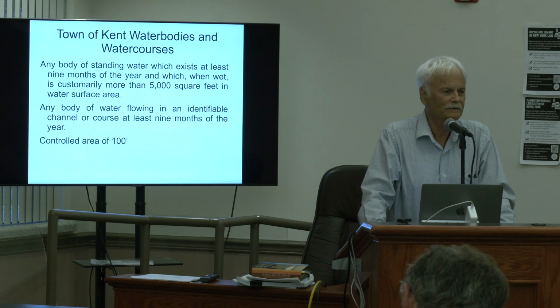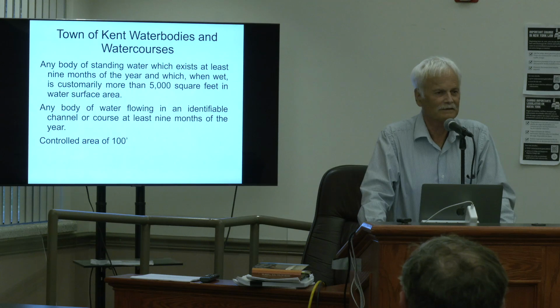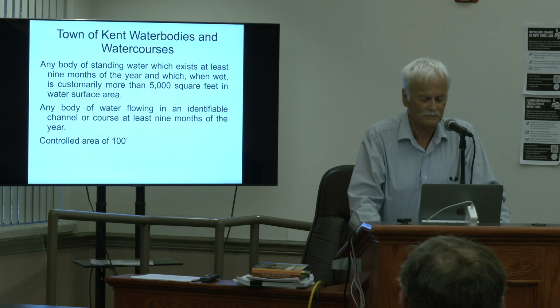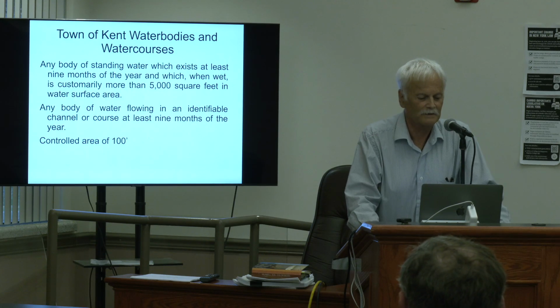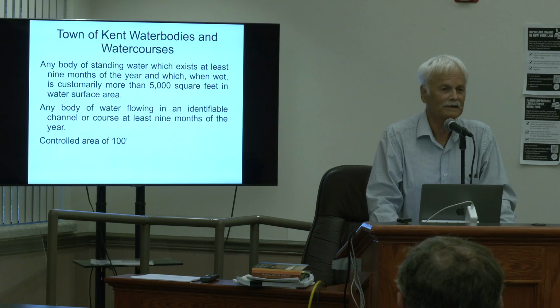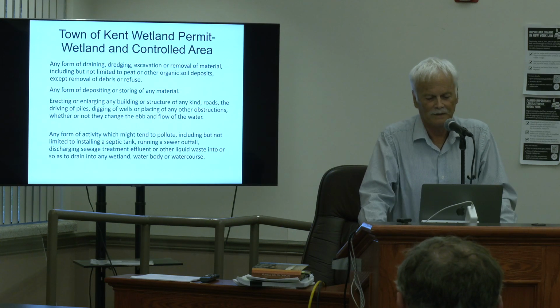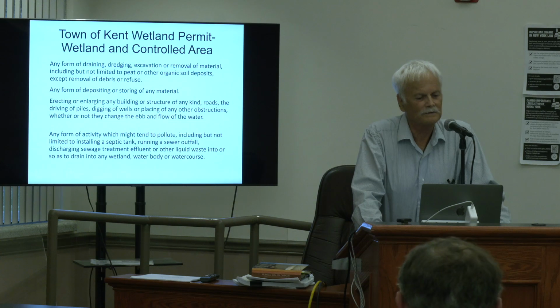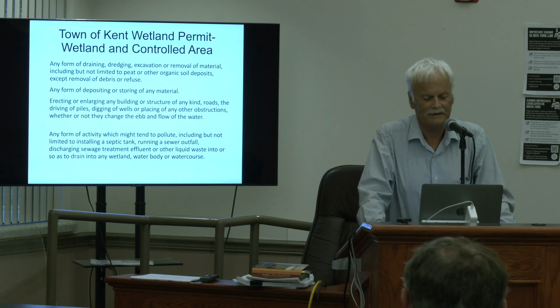So that little puddle after the rain, that's not going to make this, right? But this is the definition in the code. And the controlled area, again, for those is 100 feet. So this is what you need to get a wetland permit for in the town of Kent. This is right out of our code.